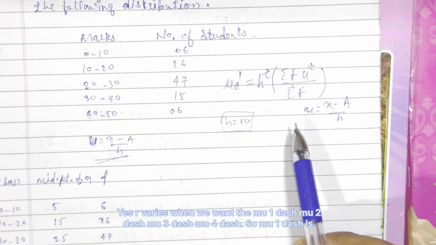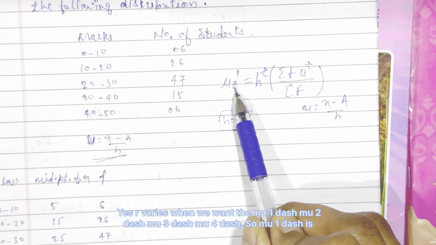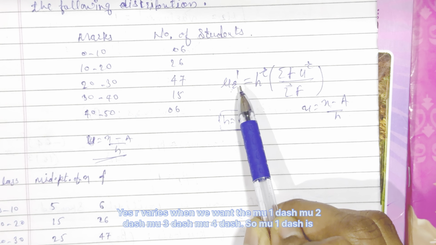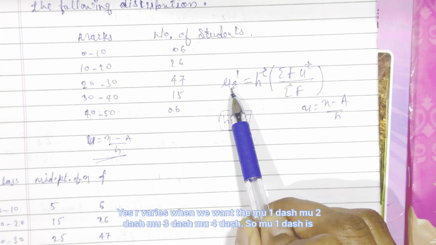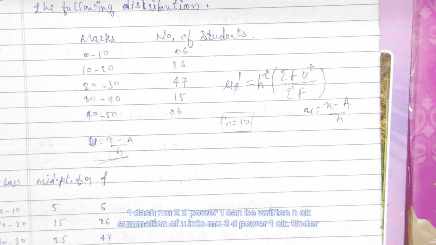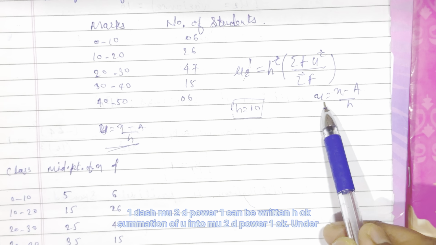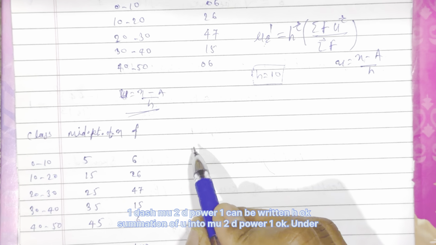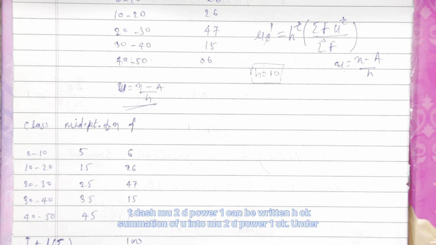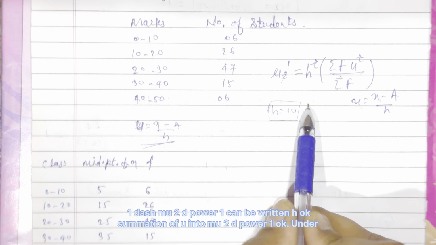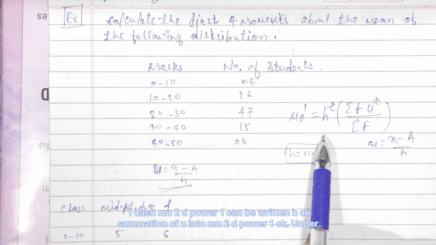Yes, r varies when we want mu1 dash, mu2 dash, mu3 dash, mu4 dash. So mu1 dash is equal to h to the power 1, summation of f into u to the power 1, upon summation of f. Let me find out the value for u first. If you want, I will now expand this value over here. Just observe how I'm going to expand.